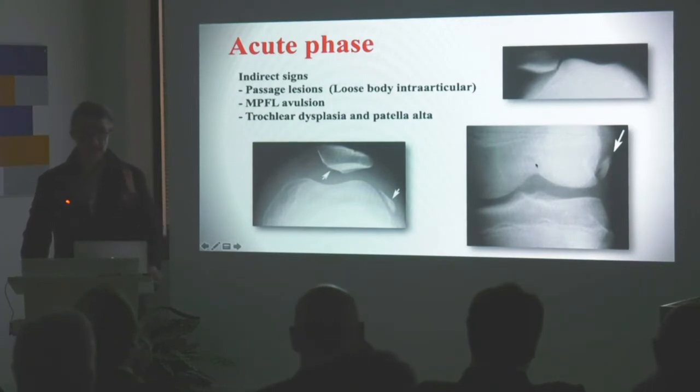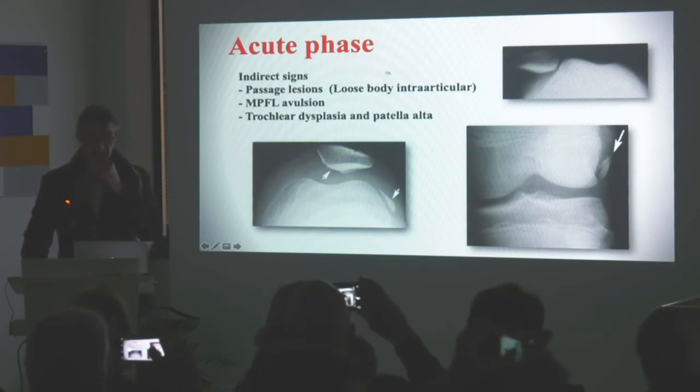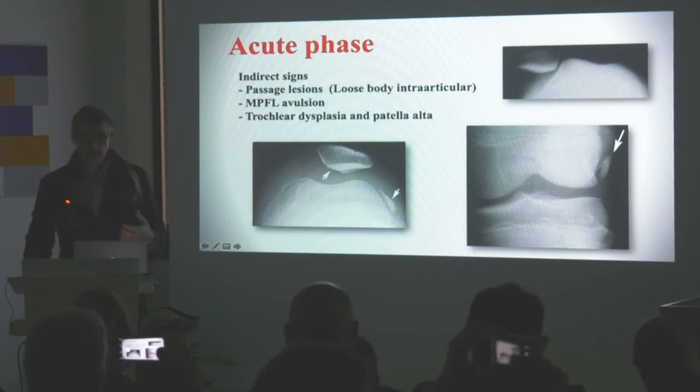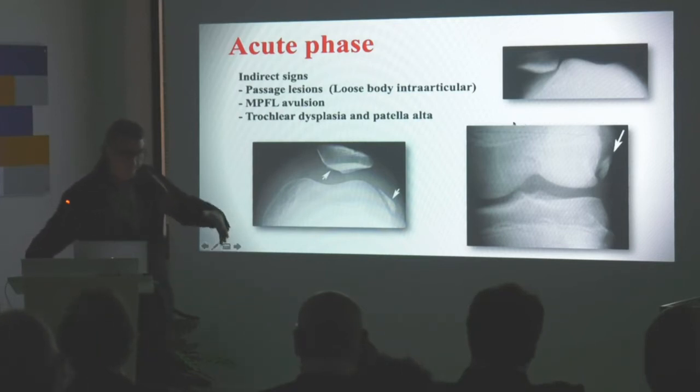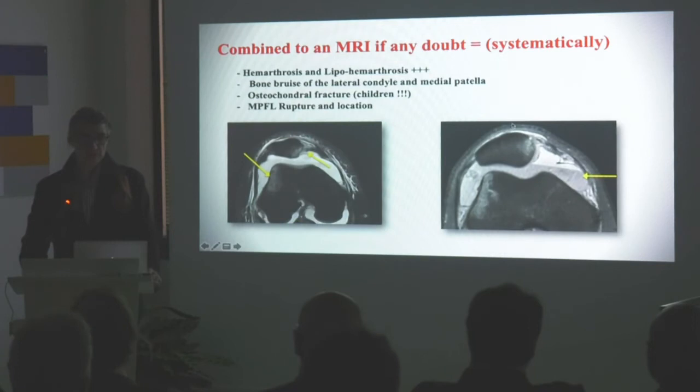At the acute phase, what to look at on the X-rays? Loose body, intra-articular, you have to find some small fractures like that. You will see the MPFL avulsion sometimes. And of course, you are able to look at the trochlear dysplasia and the patella alta. So measure it and ask for good X-rays, not X-rays in torsion and rotation. Ask for good X-rays and push your radiologist to do some good X-rays.